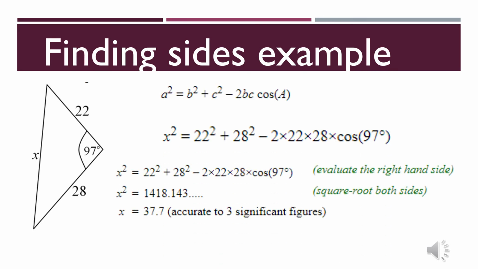In this example, we are going to work out the length of x in the diagram shown here. As a first step, we start by writing out the cosine rule formula for finding the side. As step 2, fill in the values that we know and the unknown length. It doesn't matter which way around you put sides B and C; it will work out either way. As step 3, evaluate the right hand side and take the square root to find the length. So we substitute the values to get x: 22 squared plus 28 squared, minus 2 times 28 times 22 times cos 97.